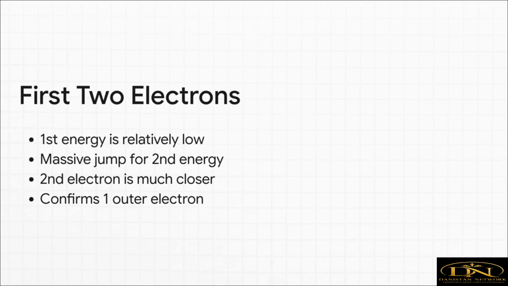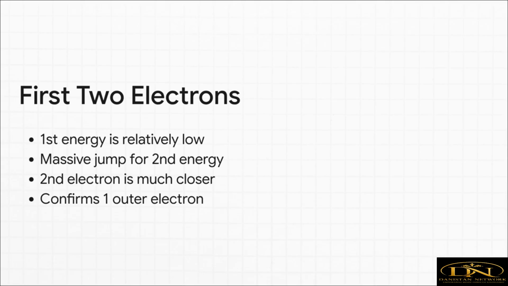When we look at the lab data for removing the very first electron, the energy required is surprisingly low. This is our first major clue. It proves that this specific electron is far away, heavily shielded by those bouncers we talked about, and frankly, it's given up without much of a fight.